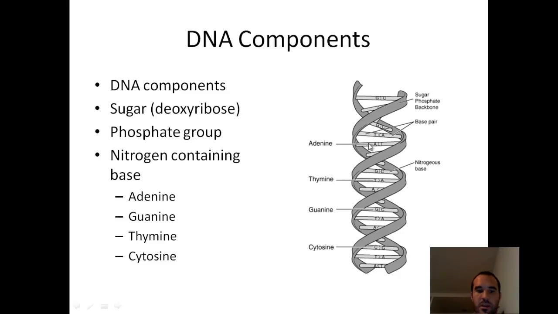And then in between, we have four different bases that are used in DNA: adenine, thymine, guanine, and cytosine. And the base pairs line up in the middle of DNA. Those are the letter code that code for proteins.